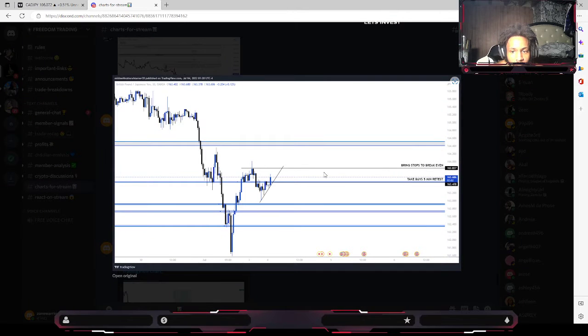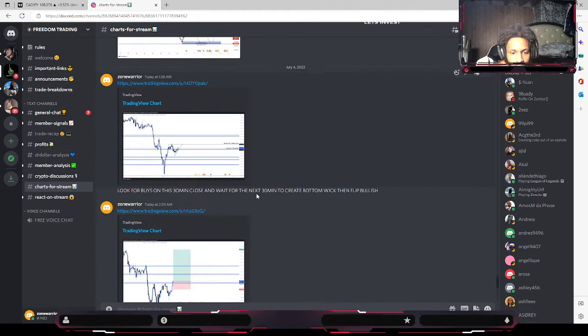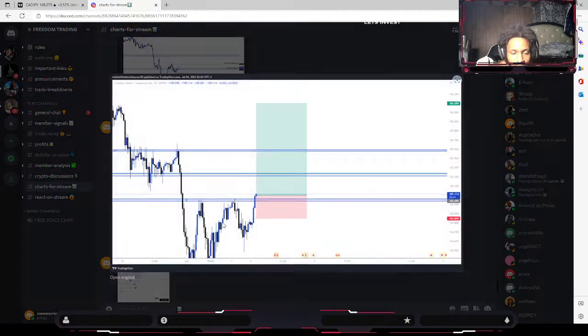Here, this is what I was looking at for GJ, right? I was looking to buy above this wick, bring stop to break even above this high, and hold the position all the way up, right? But as you can see, it's a little choppy right here, and you've got this minor resistance level here. At the same time, I see this as well, I seen this as well, right?